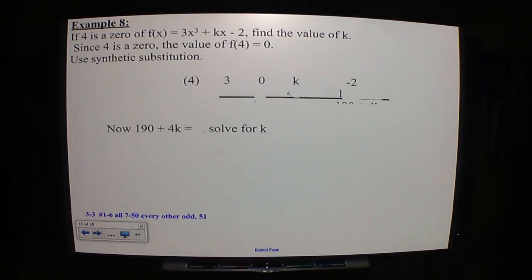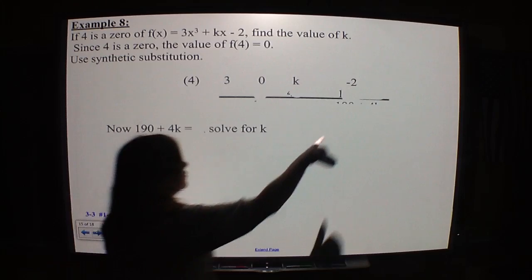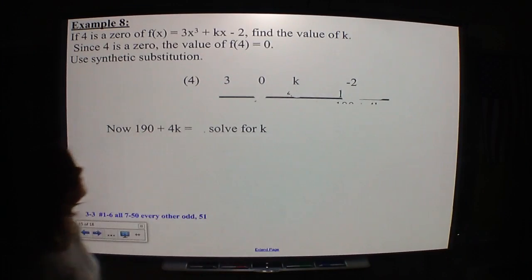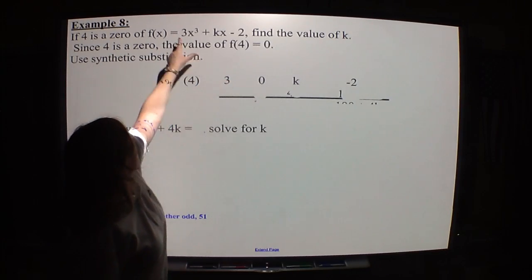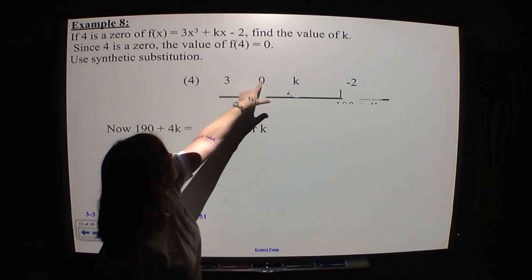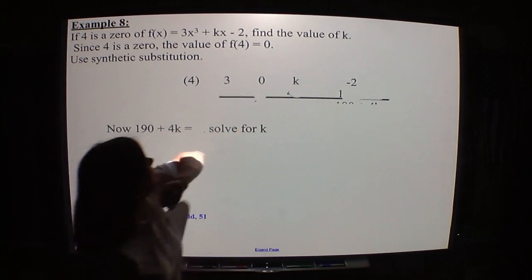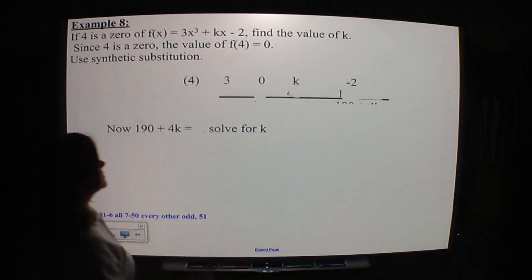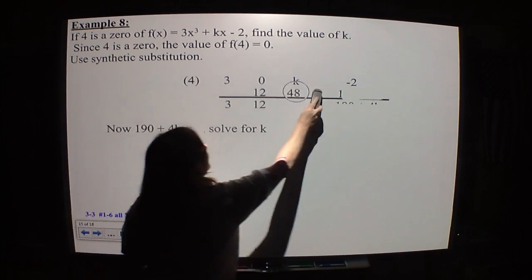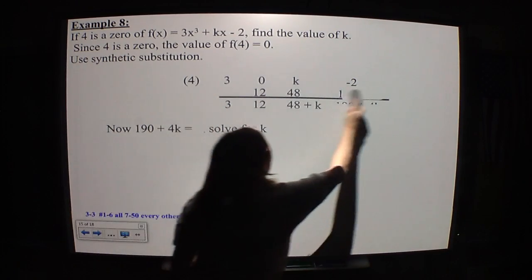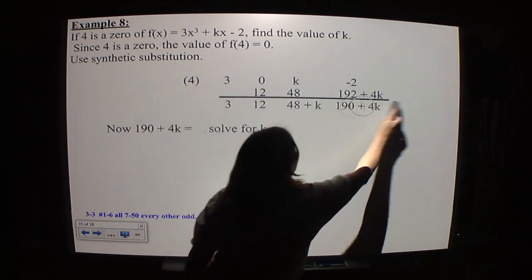If 4 is a 0 of f of x is equal to 3x squared plus kx minus 2, find the value of k. Since 4 is a 0, f of 4 will equal 0. So this last number here will equal 0. So let's use synthetic division. 4 is my divisor. 3 is the coefficient of the cube. 0 is the coefficient of the squared. K is the coefficient of the x. And negative 2 is my constant term. Bring down your 3. 3 times 4 is 12. Add. Multiply. Add. Multiply. Add. That is equal to 0.